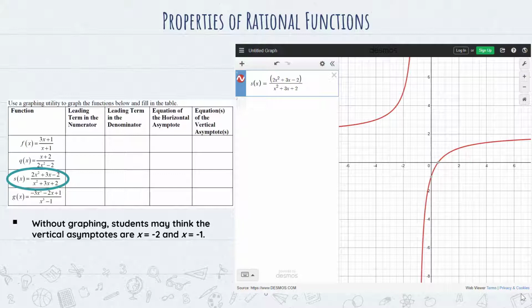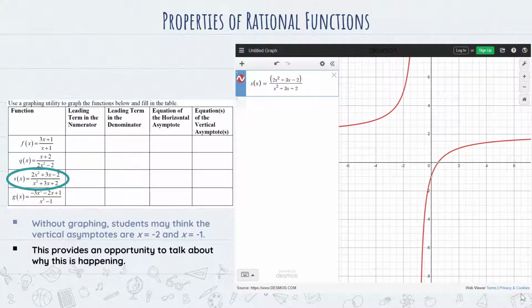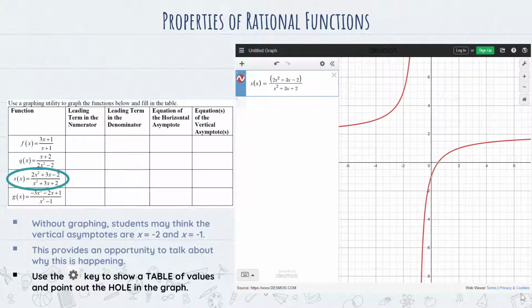Now this should lead them to question why this is happening, which is a perfect opportunity to talk about factoring, simplifying, and holes. The ability to use the table feature only reinforces these concepts. Using the gear key to show a table of values, you can point out that there's a hole in the graph. Let me show you.